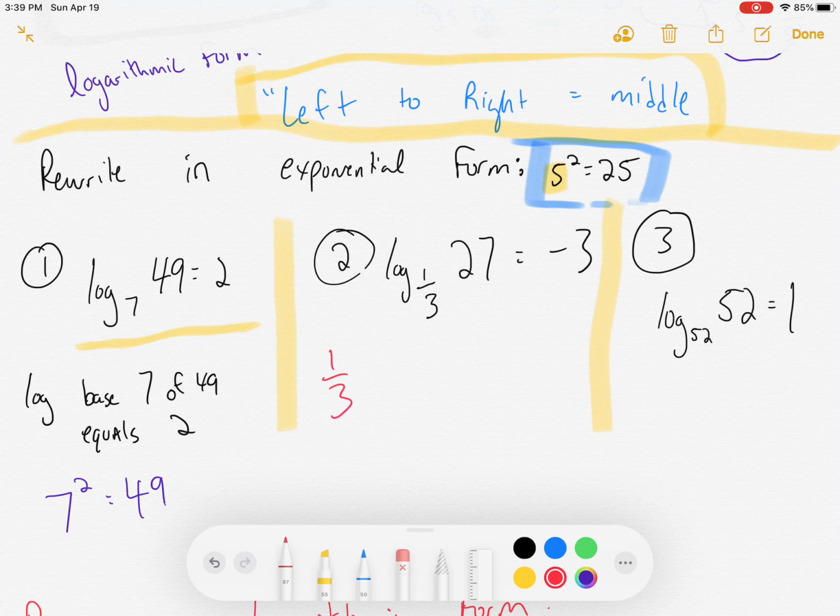Okay, here we go. Again, it's log base 1/3. That means 1/3 raised to the right power. What's the number on the right? -3 equals the number in the middle, which is 27. Left to the right power equals middle.